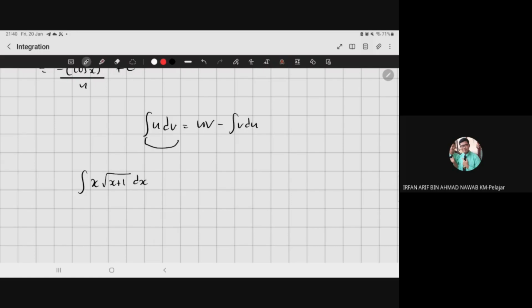Now you have to use integration by parts to solve. You could use substitution, but it depends on the question. But after I show you the integration by parts, I'll show you as well the substitution method for this particular question, okay? So now you have to choose which one is your u and which one is your dv.